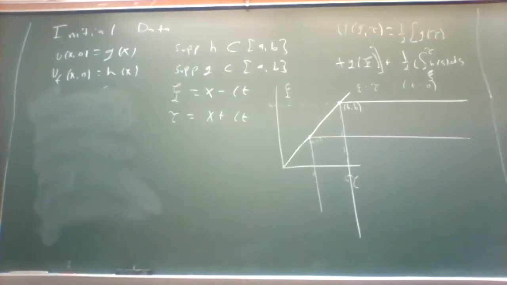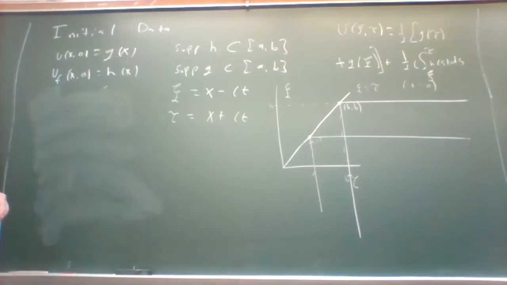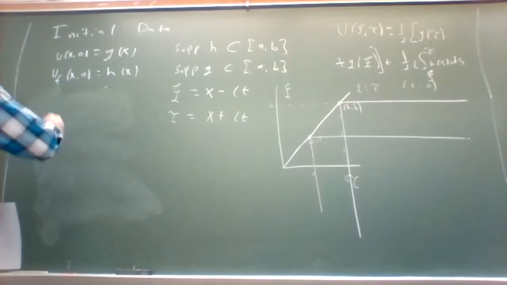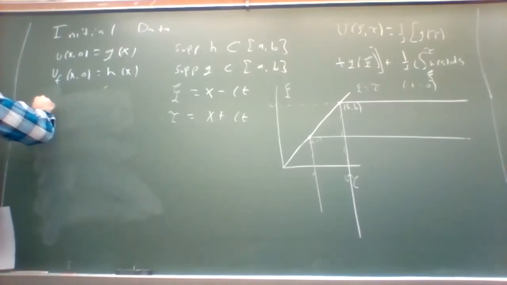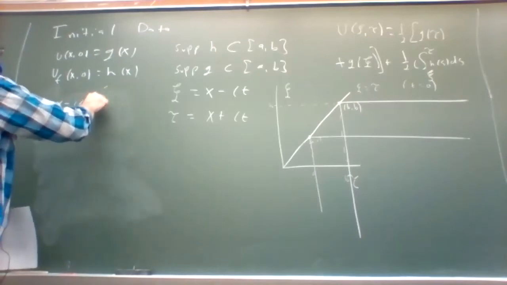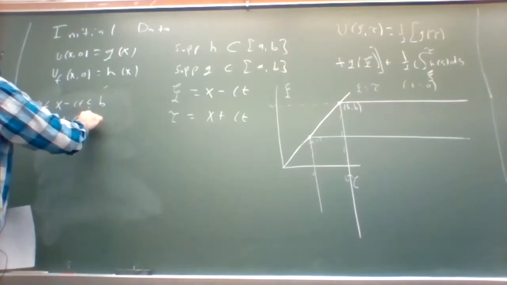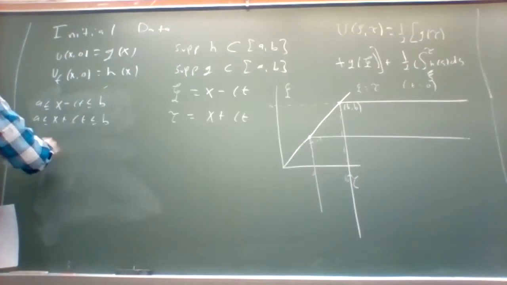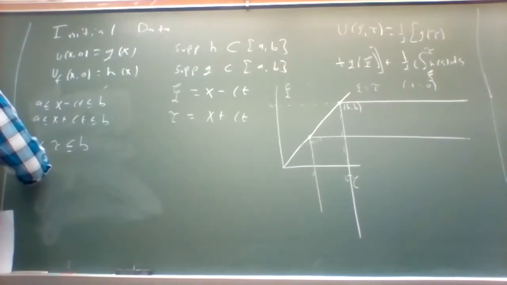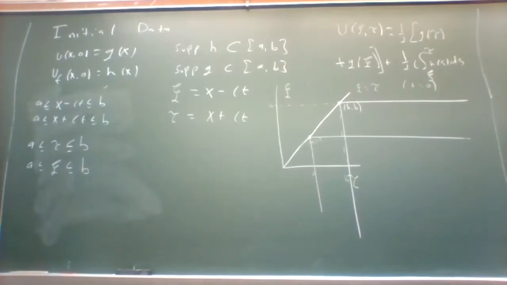And so I can basically say that for g to have a chance of being non-zero, what do you need? x minus ct has to be between a and b, and the same with x plus ct, which is the same thing as saying that tau is between a and b. And so is xi.